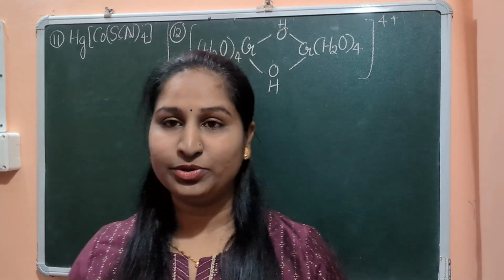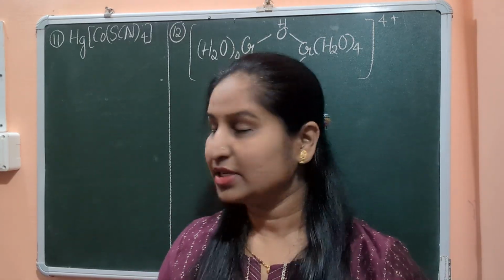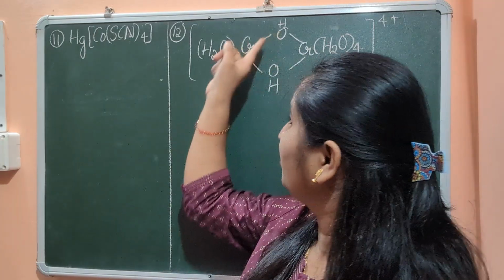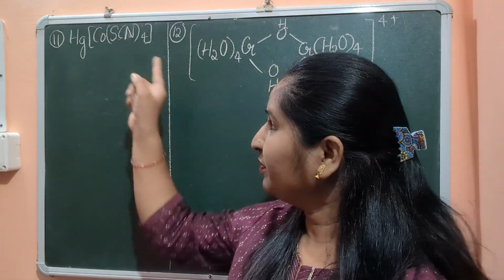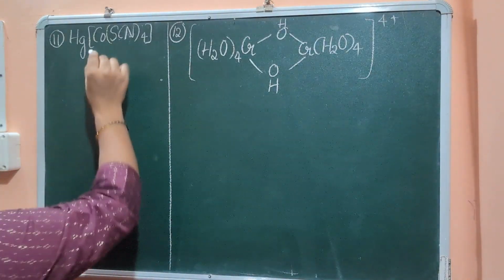In this video, I am going to continue with finding the oxidation number of the given complexes. There are two complexes here. The 12th complex has a bridged ligand here. Let me start with the 11th question, finding out the oxidation number.